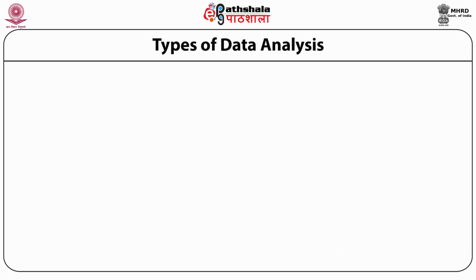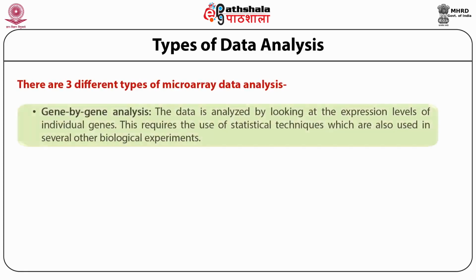Types of data analysis. There are three different types of microarray data analysis. The first is gene by gene analysis. Here, the data is analyzed by looking at the expression levels of individual genes. This requires the use of statistical techniques which are also used in several other biological experiments.